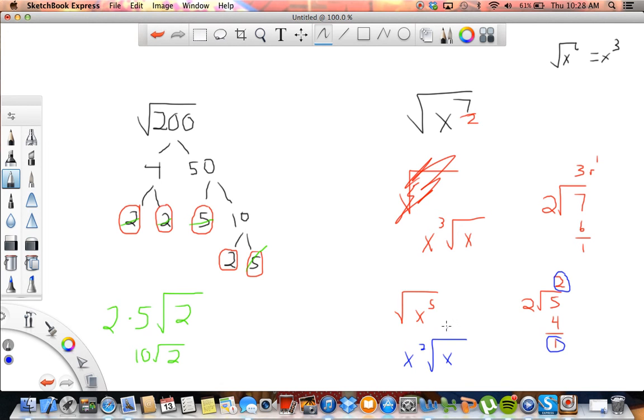So basically, anytime you have an odd variable, doesn't matter what it is as long as it's an odd number. So let's say we had the square root of x to the 13th.